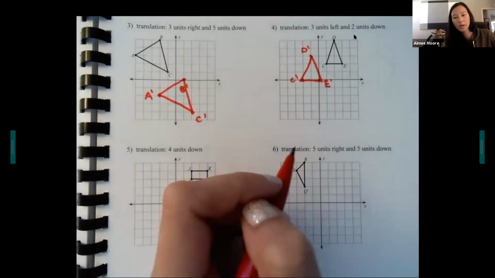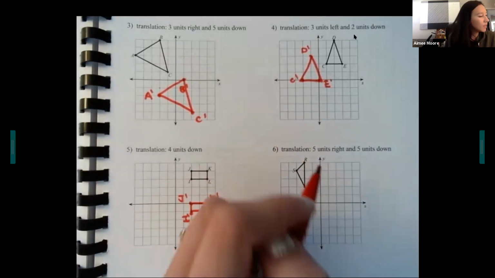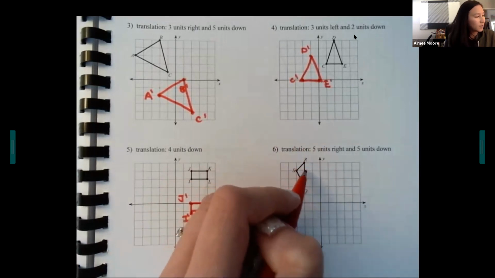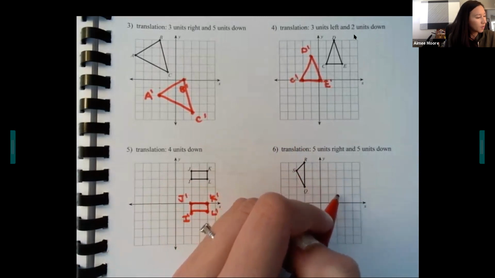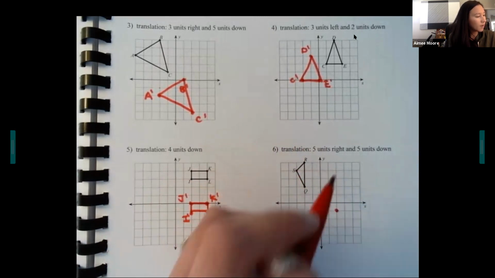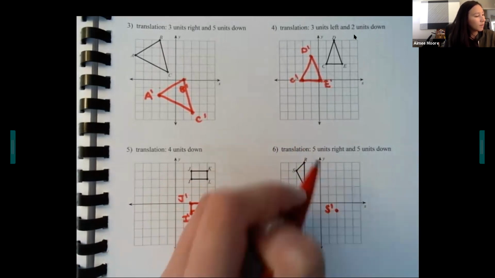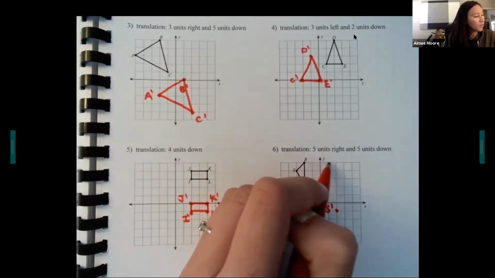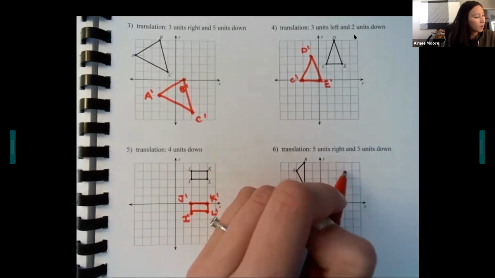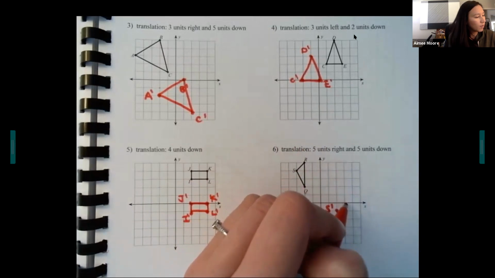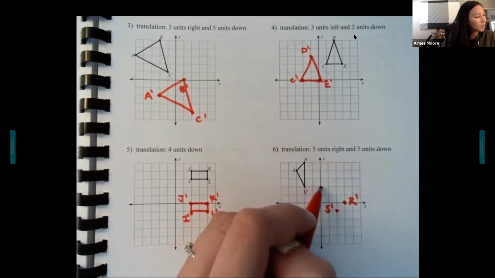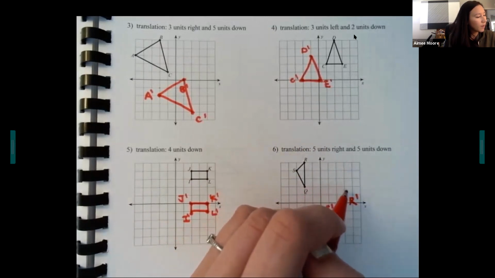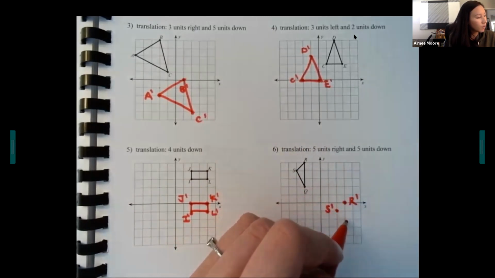We'll do one more, 5 units right and 5 units down. So we'll do S first, 1, 2, 3, 4, 5 to the right, 1, 2, 3, 4, 5 down. So S prime. R, 1, 2, 3, 4, 5 to the right, 1, 2, 3, 4, 5 down. So R prime.